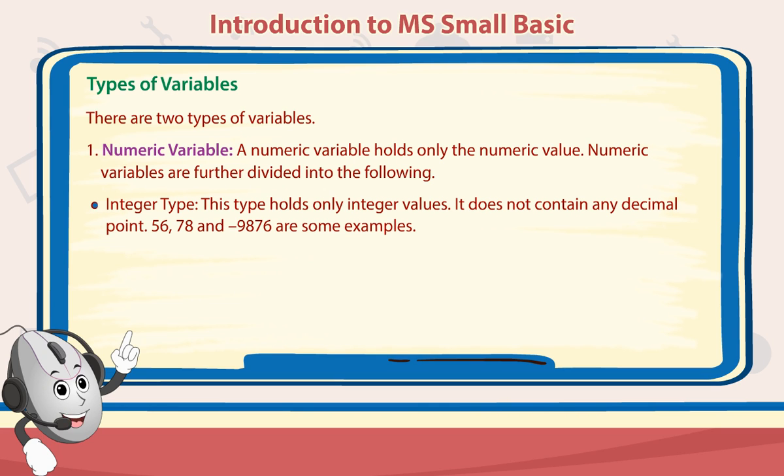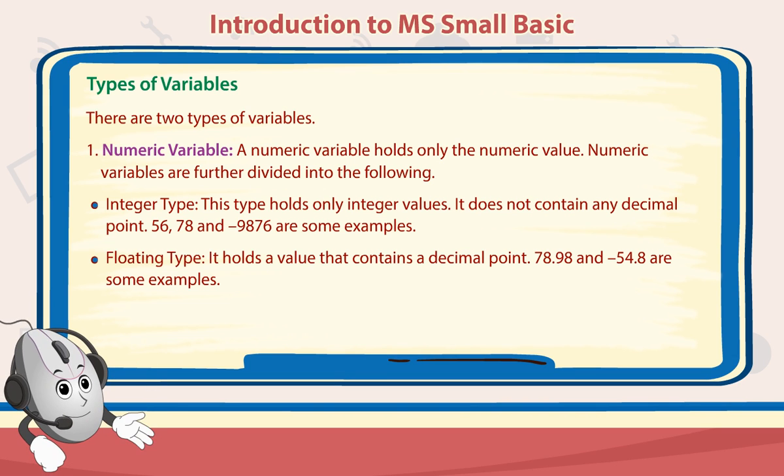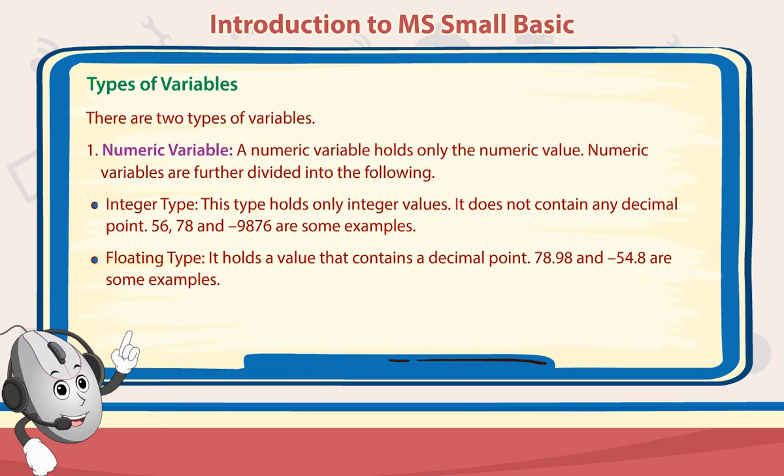Integer type. This type holds only integer values. It does not contain any decimal point. 56, 78 and minus 9876 are some examples. Floating type. It holds a value that contains a decimal point. 78.98 and minus 54.8 are some examples.